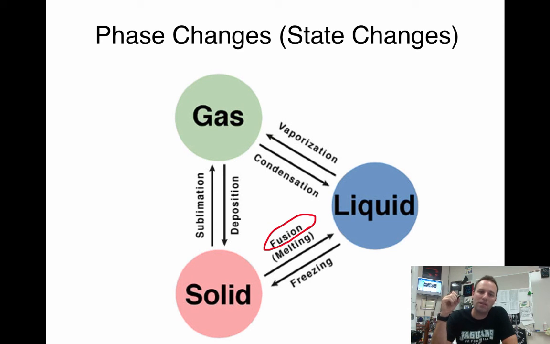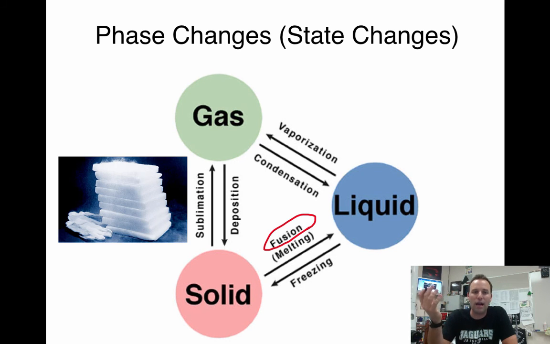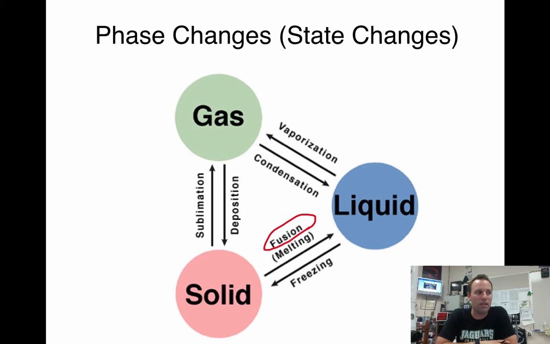You may not know about sublimation or subliming. That's going from a solid to a gas. Dry ice is an example of sublimation. It's a block of carbon dioxide, frozen carbon dioxide, and it turns immediately into a gas. There is no liquid state. It skips right over the liquid state.